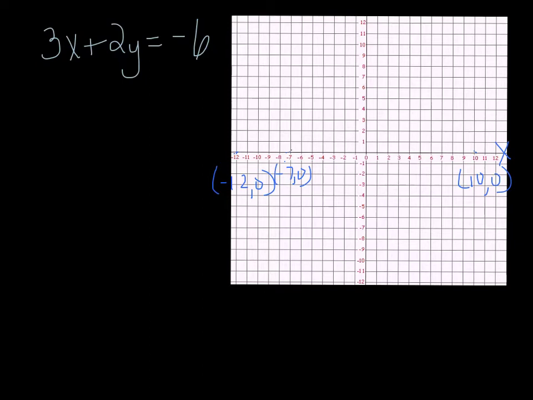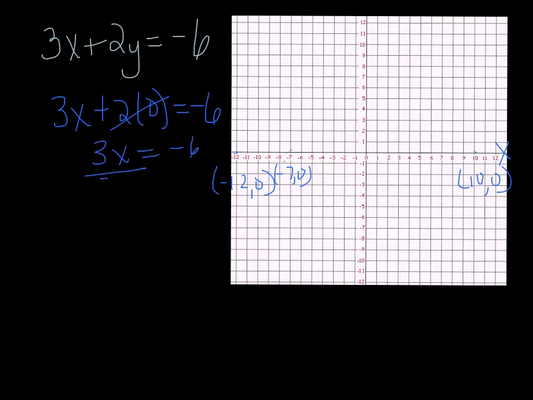All right, let's do that real fast. So I have 3x plus 2, now instead of y, I'm going to put that 0 there, equals negative 6. The nice thing about that is when we multiply by 0, it becomes 0. So we have 3x equals negative 6, divided by 3, and x equals negative 2. So in this problem, my x-intercept is negative 2.